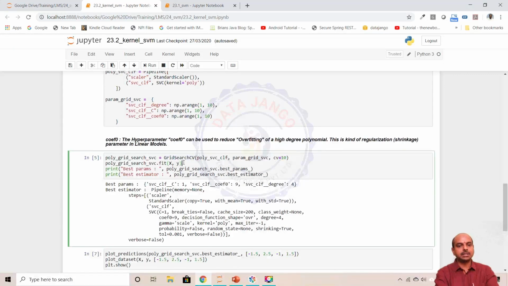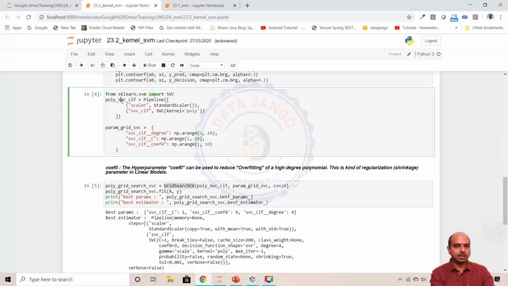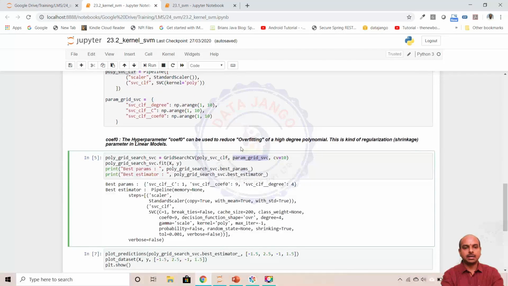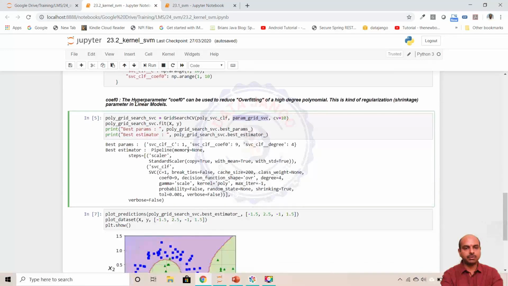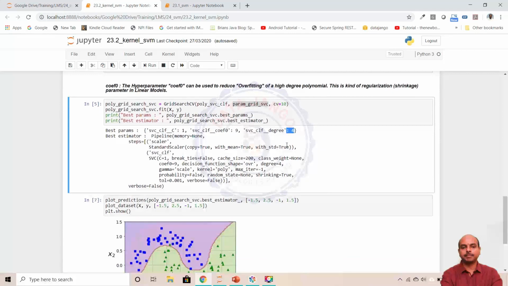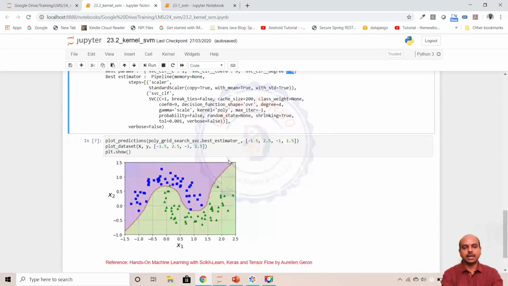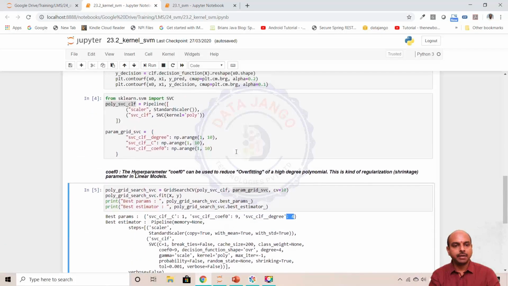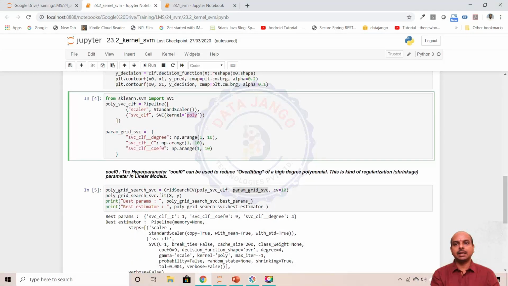Okay, so I passed the polynomial pipeline and the param grid, and did the GridSearchCV, and it found that C value 1, coef0 9 and degree 4 worked well. And if you look at the decision boundary, it is so neat. So that's how you can do kernel SVM. If you don't specify any kernel, by default it's going to use the RBF kernel, radial basis function, the one we have understood. Okay, so that is the kernel SVM, and thank you.